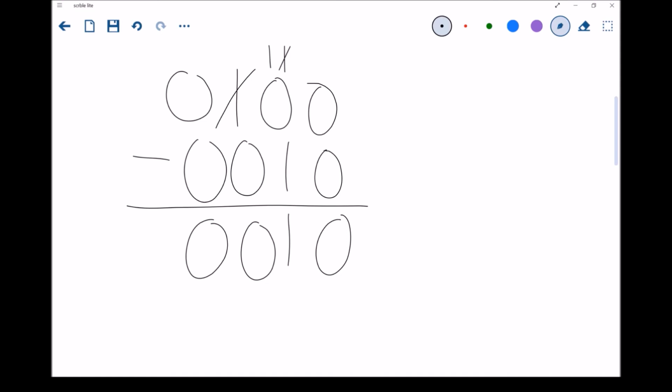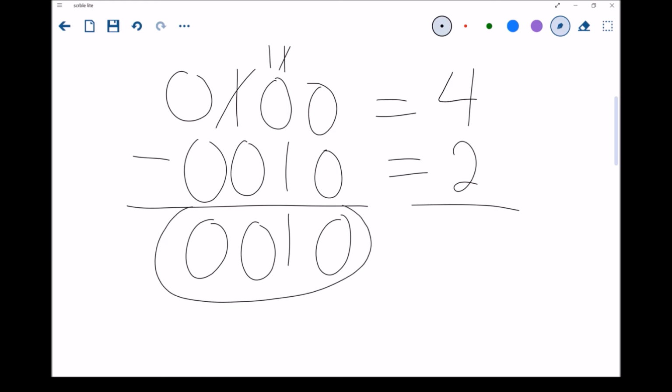And let's just do the verification on this. The number 0, 1, 0, 0 in binary equals 4 in decimal. The number 0, 0, 1, 0 in binary equals 2 in decimal. And of course we have 4 minus 2, which should equal 2. And if we look here, 0, 0, 1, 0, we know already that that is 2. So that verifies our math.